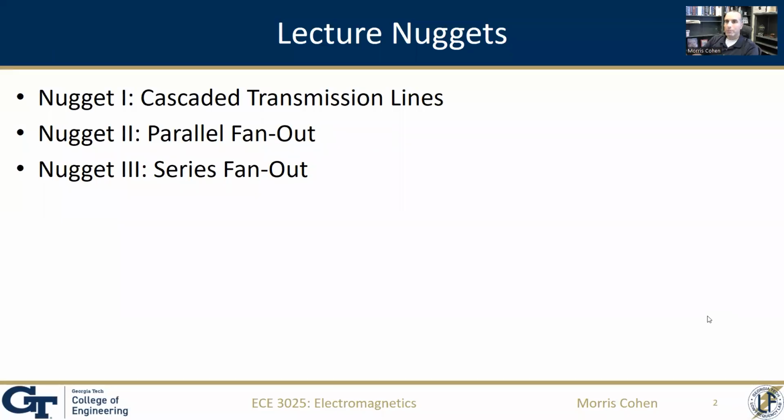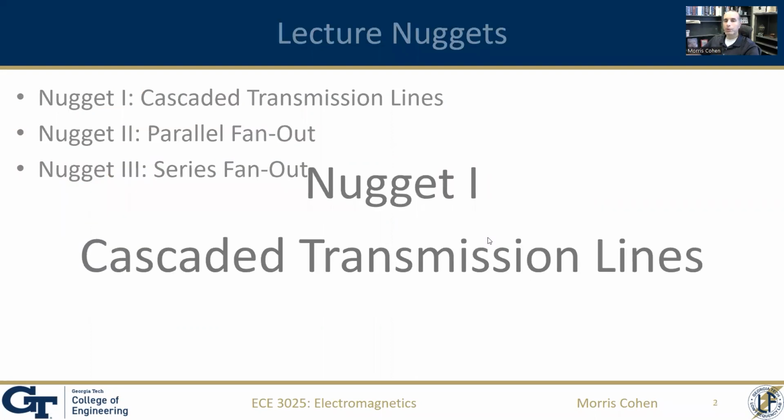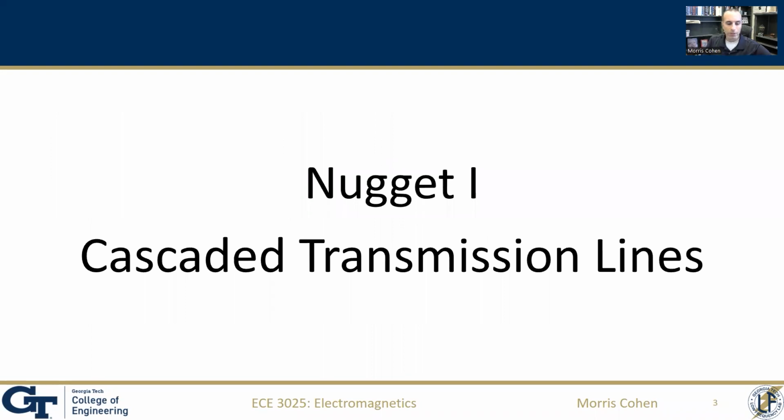So this lecture is divided up into three sections. The first is called cascaded transmission lines. That is the case where you have a transmission line connected directly to another transmission line. In the second section, we'll be talking about what's called parallel fan-out. Parallel fan-out is when a single transmission line splits into two transmission lines that are connected in parallel to the original. And series fan-out is when a transmission line splits in two, but the other two are connected in series, not in parallel. So we'll cover these in order. First, cascaded transmission lines.